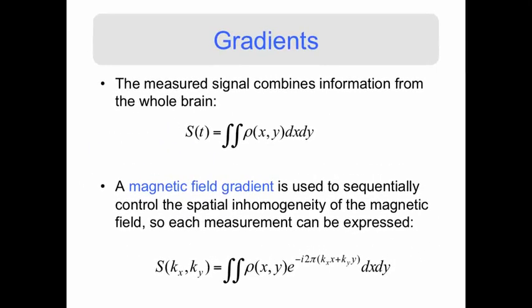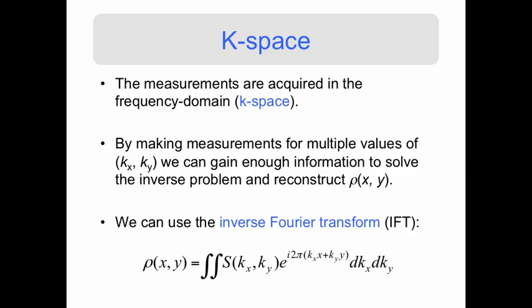Now, these measurements are acquired in the frequency domain. So if you go back and look at that equation that we had here, if you have any background in Fourier analysis, you'll note that this is the Fourier transform. And so the measurements are acquired in the frequency domain, or k-space. And by making measurements for multiple values of kx and ky, we can ultimately gain enough information to solve the inverse problem and get a reconstruction of rho xy at the voxels of interest. And the way we solve this is using the inverse Fourier transform.